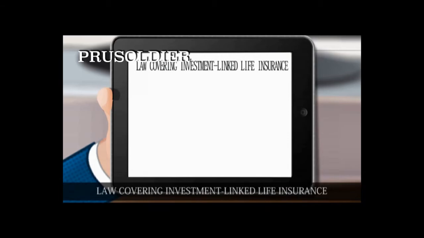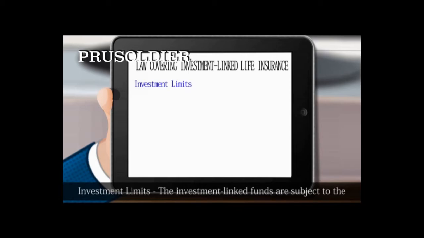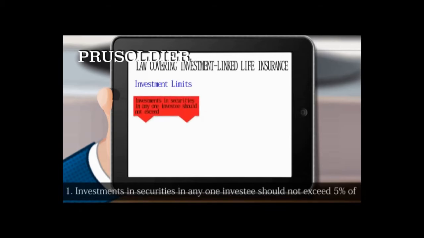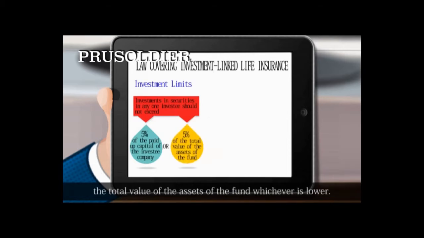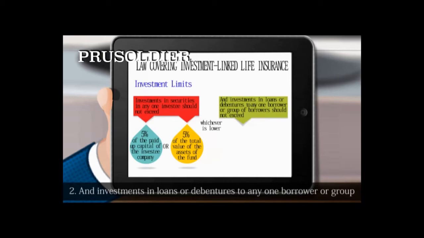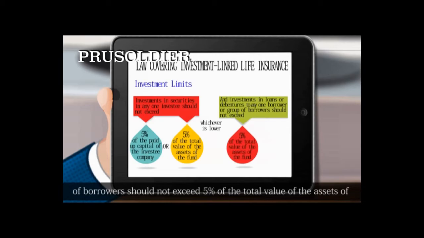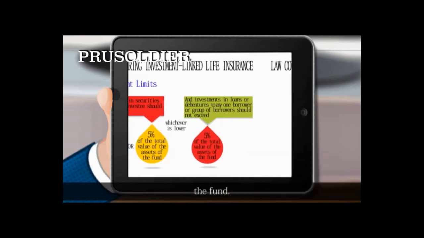Law covering investment-linked life insurance. Investment limits. The investment-linked funds are subject to the following general restrictions to reduce the risk exposure to any one company. 1. Investments in the security in any one investee should not exceed 5% of the paid-up capital of the investee company or not more than 5% of the total value of the assets of the fund, whichever is lower. 2. And investments in loans or debentures to any one borrower or group of borrowers should not exceed 5% of the total value of the assets of the fund.